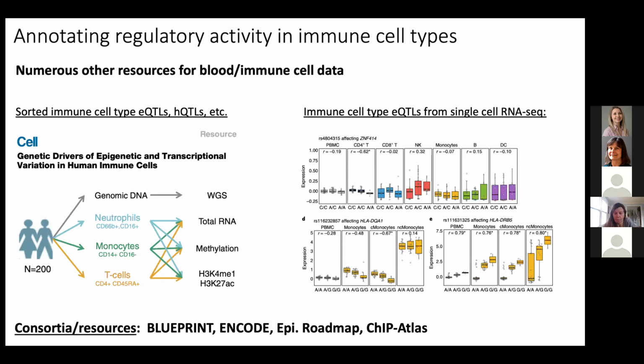Again, these are just some examples of data sets that are available to annotate regulatory activity in immune cells, and there's quite a lot of resources available in terms of consortia and just large scale resources that contain a fair amount of immune cell data. So Blueprint is a large consortia that the specific focus of that was profiling immune cells. But then also resources that are more general contain a lot of immune cell data as well, such as ENCODE, Epigenome Roadmap, and resources like ChIP-Atlas that reprocess data in GEO.